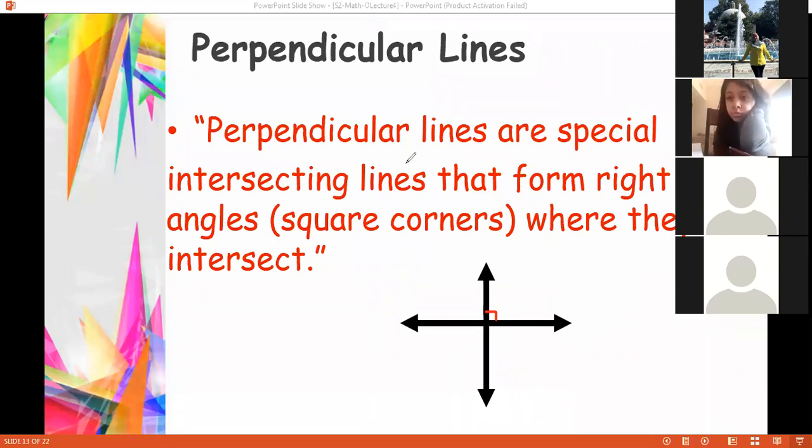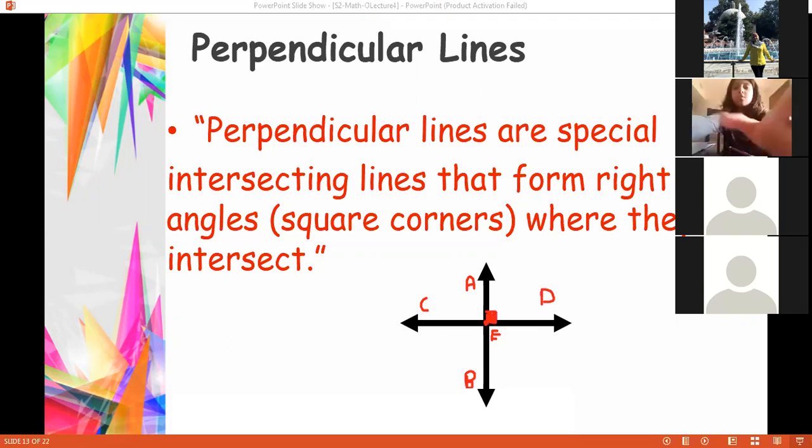So we say in this case, suppose that this line is AB and this line is CD. So we say AB and CD are perpendicular lines. Why are they perpendicular? Because they have an intersecting point here, which is, for example, E, but they form a square corner here. We call it a right angle. So that indicates that those two lines are perpendicular.